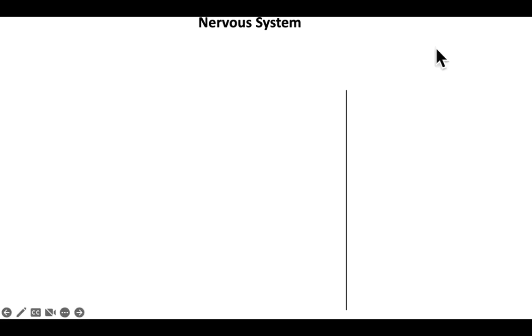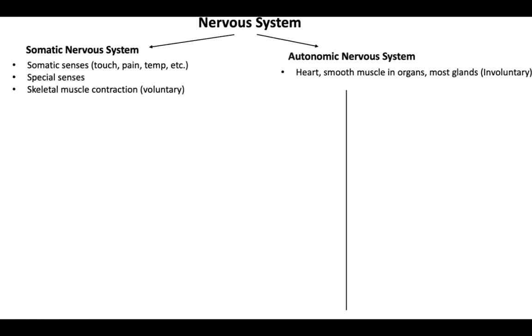You're going to start by writing nervous system at the top of your paper. And from there, we're going to break the nervous system down into the two major subdivisions, the somatic nervous system and then the autonomic nervous system. The chapter is called the autonomic nervous system, but we also have to do a little review of the somatic nervous system so we can make some comparisons.